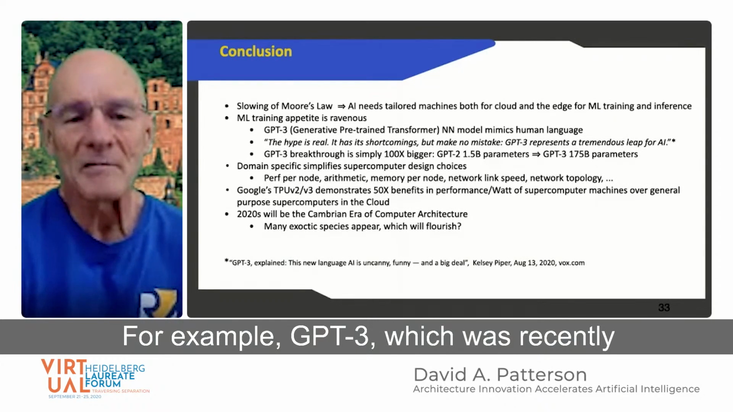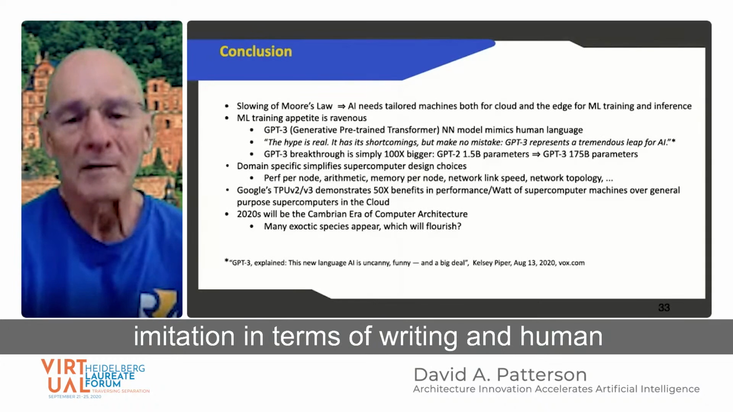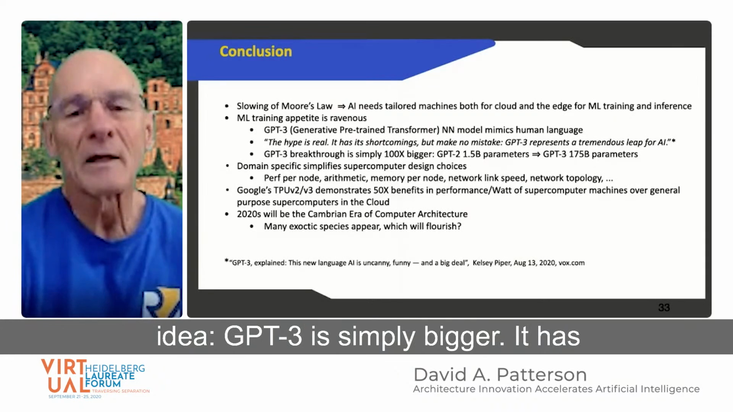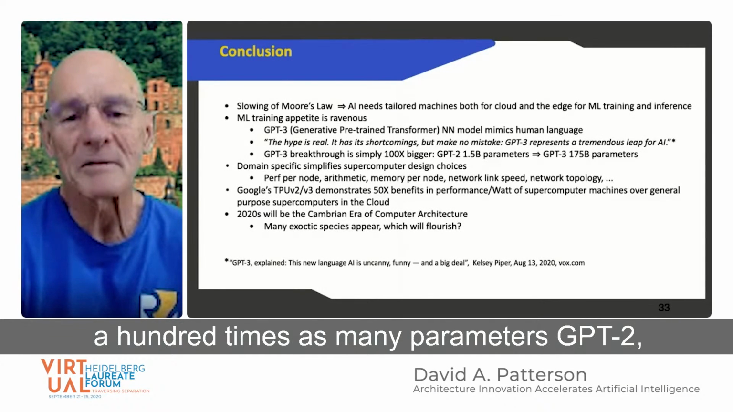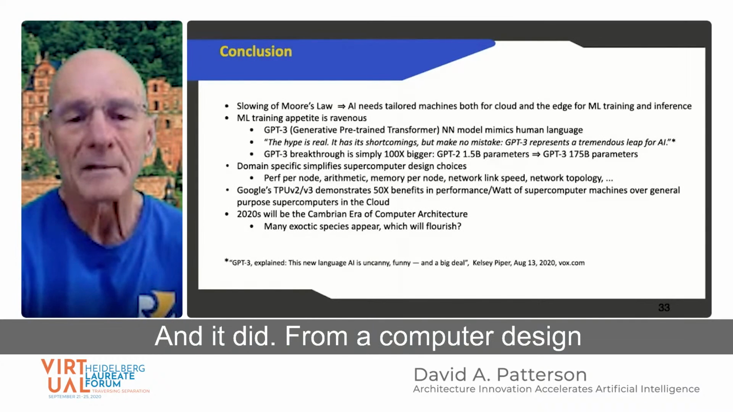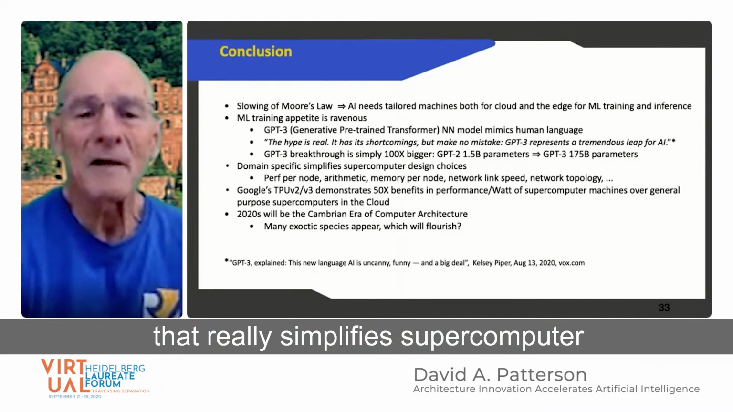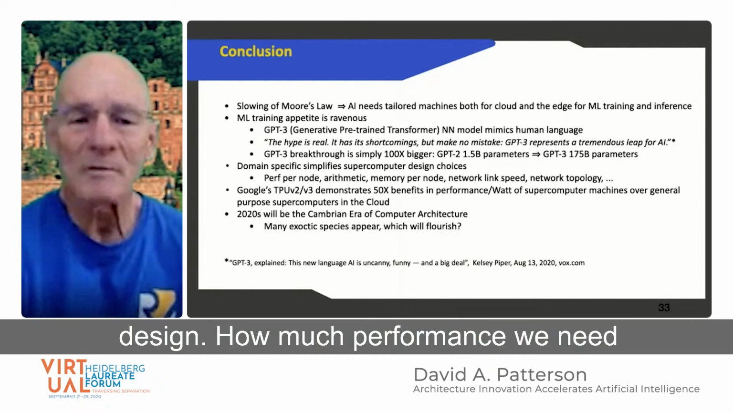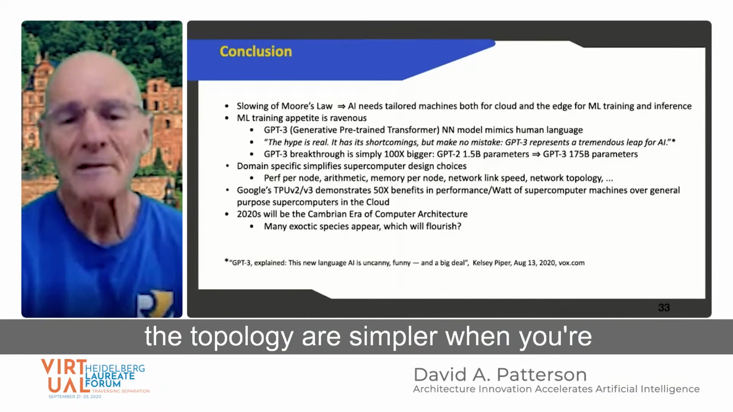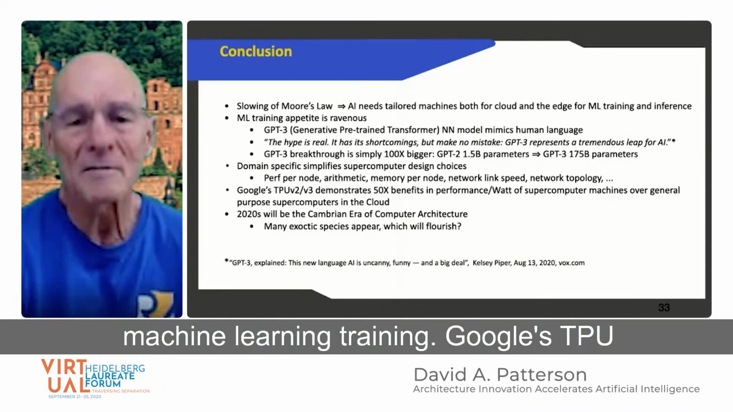For example, GPT-3, which was recently in the news, makes a pretty impressive imitation in terms of writing in human language. And what's the big idea? The big idea of GPT-3 is simply bigger. It has 100 times as many parameters as GPT-2. They had calculated on their own that a factor of 100 should dramatically improve the quality, and it did. From a computer design perspective, being domain specific really simplifies supercomputer design. How much performance we need per node, what type of arithmetic you need to do, how much memory you need, the speed of the network links, the topology are simpler when you're trying to do a specific domain rather than doing everything, in this case, machine learning training.